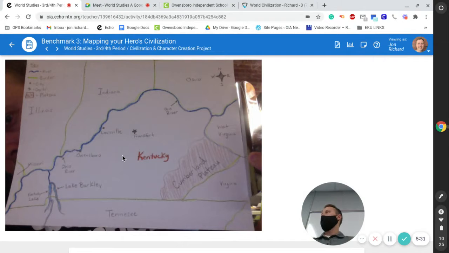What does it provide? Remind me your name. Hayden says transportation. What do you mean transportation? Yeah, we can move boats and we can move goods down the Ohio River.